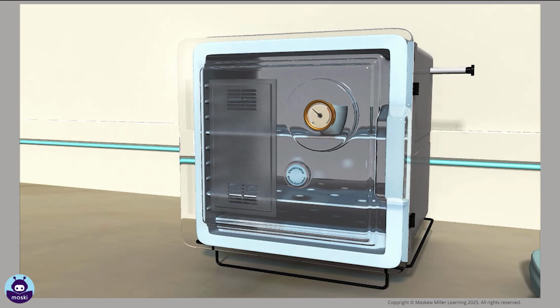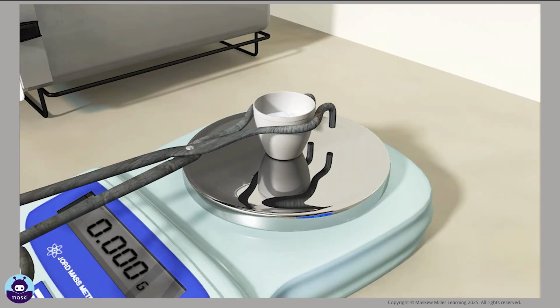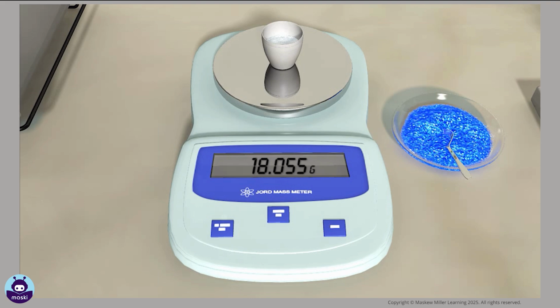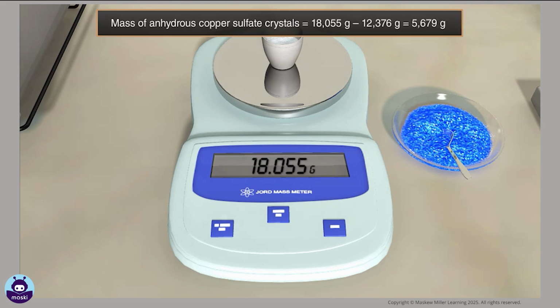The desiccator allows the crucible to cool in a dry environment that has almost no water vapour in the air. When the crucible is cool, the mass of the crucible and its contents are measured again. The difference between the new mass and the mass of the empty crucible gives the mass of anhydrous copper sulfate. Mass of anhydrous copper sulfate crystals equals 18.055 gram minus 12.376 gram equals 5.679 gram.